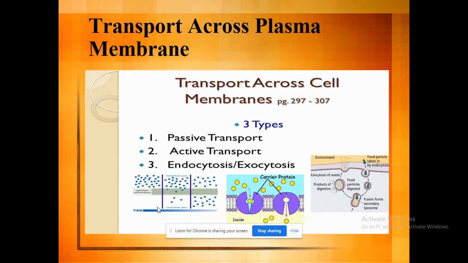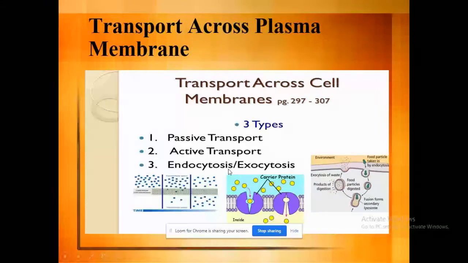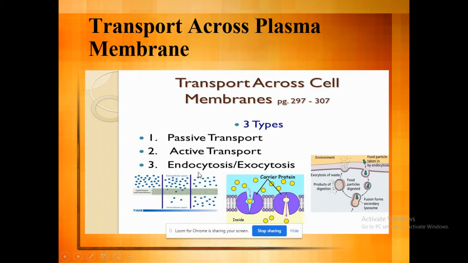Endocytosis means something is entering the cell. When something is entering the cell, that is known as endocytosis. When something is leaving the cell, that is known as exocytosis. In other terms, you can say endocytosis is the cell eating or drinking, and exocytosis is the cell vomiting.